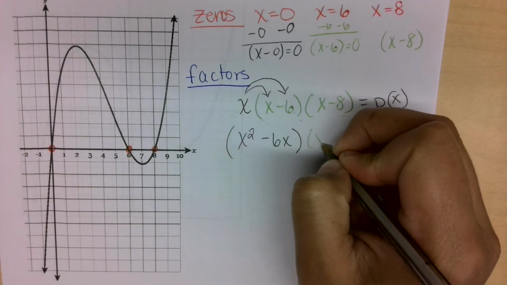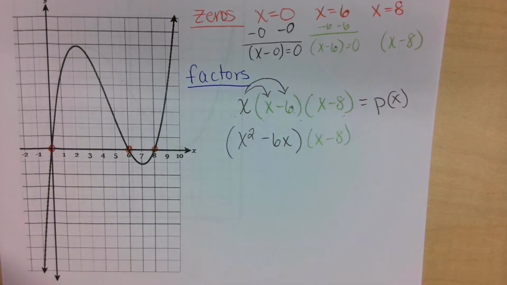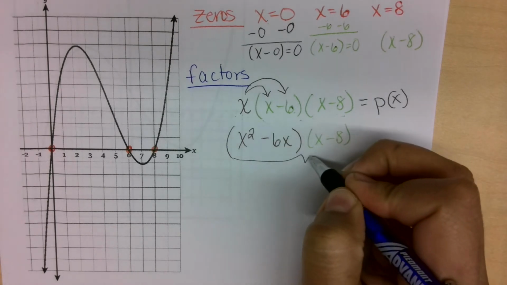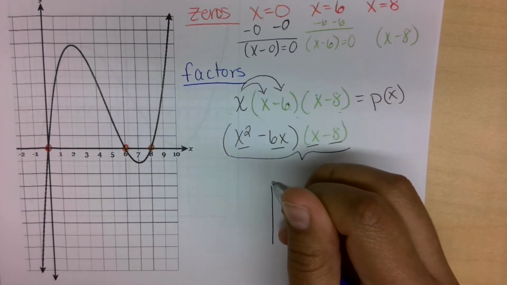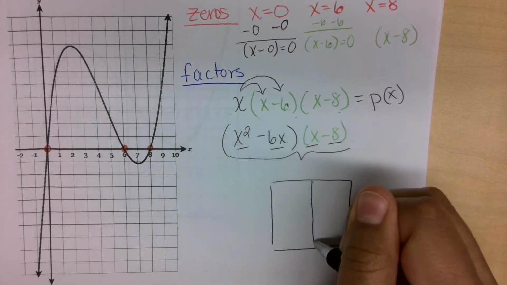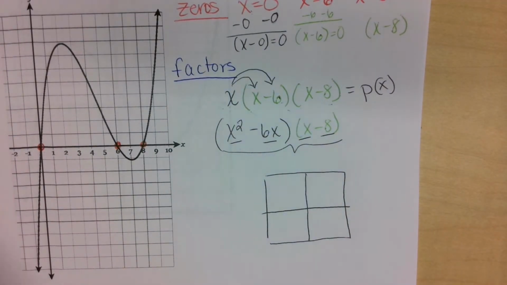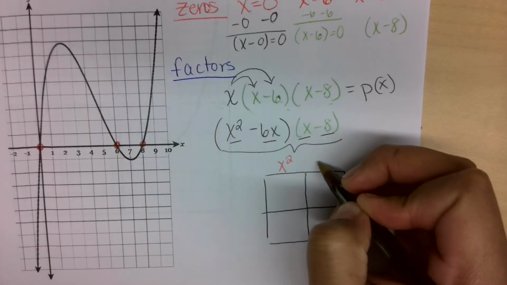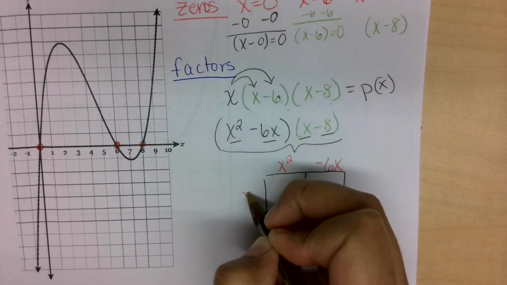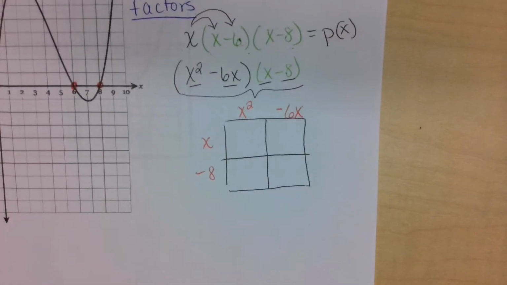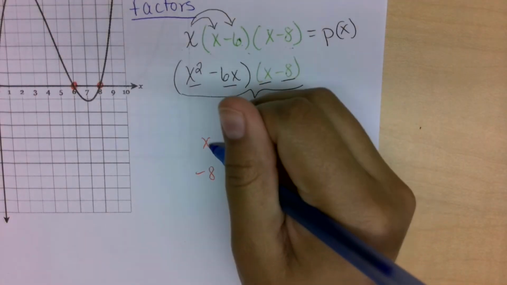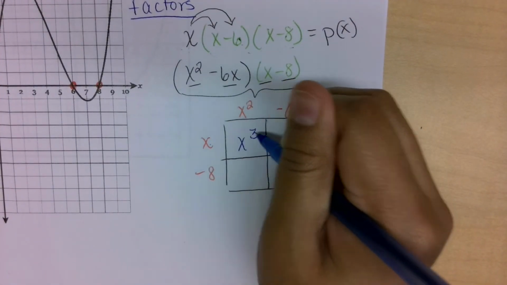And then we have x minus 8. And now we got to multiply this. It's a 2 by 2. So I'm going to use the box method again with a 2 by 2. I'm going to put my x squared here, my negative 6x, my x, and my negative 8. So notice I have some negatives on this one, and I have different exponents. So we're going to have x to the second times x. That's x to the third.